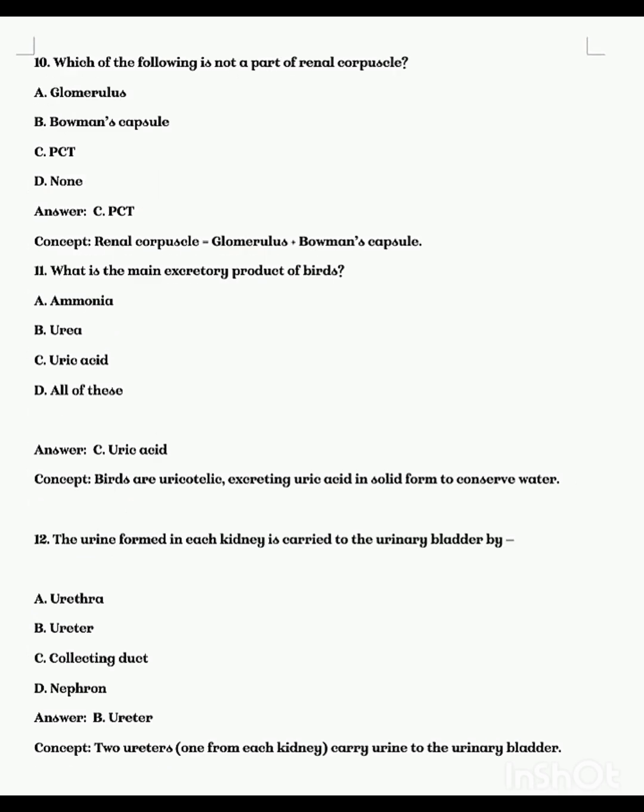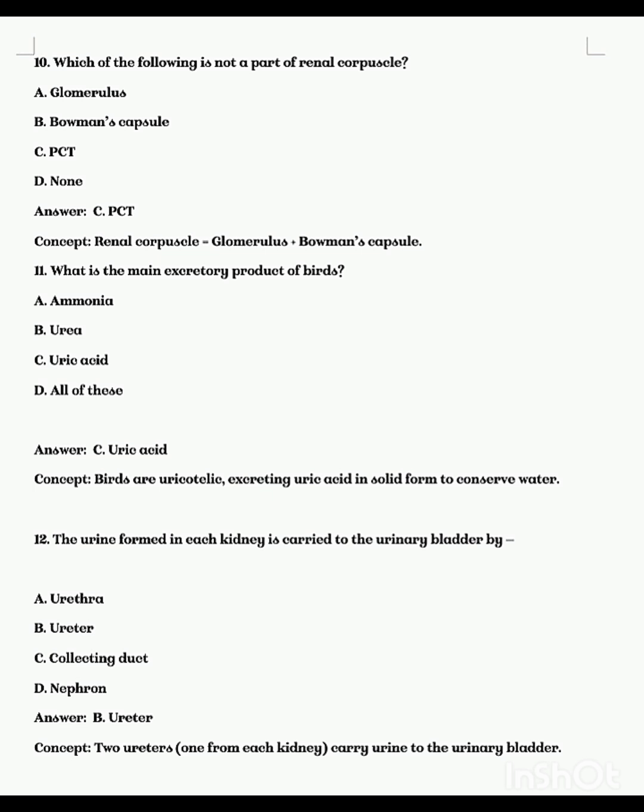10. Which of the following is not a part of the renal corpuscle? A. Glomerulus, B. Bowman's capsule, C. PCT, D. None. Answer C. PCT. Renal corpuscle equals glomerulus plus Bowman's capsule.